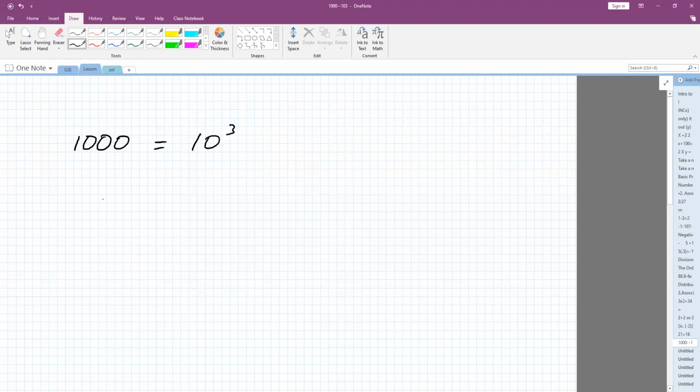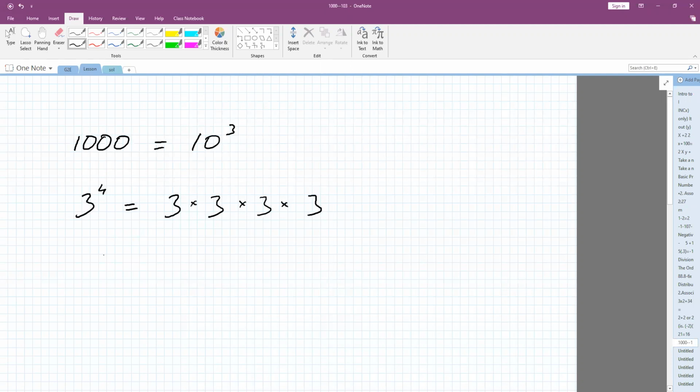Now, if I have, say, 3 to the power of 4, what does it mean? 3 to the power of 4 is 3 times 3, that's 9. And then 9 times 3, that's 27. And 27 times 3 is 81. So basically 3 to the power of 4 equals 3 times 3 times 3 times 3, yes? So you have four 3's here, four numbers, and you multiply them.